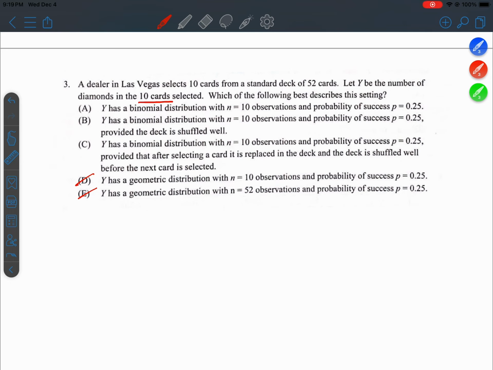All right, so since we've narrowed it down to binomial, let's check the 4 conditions. So B stands for binary. We need to check, can the outcomes be classified as successes and failures? A success would be any card that's a diamond, and a failure would be any card that's a non-diamond. So the setting here meets that first condition.